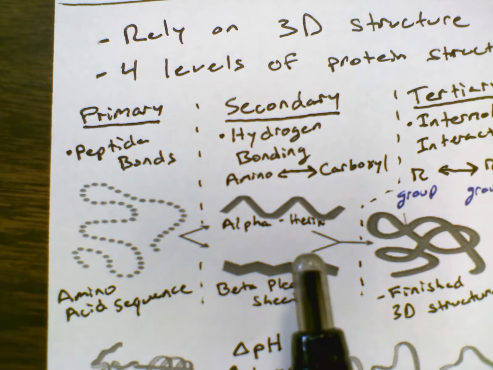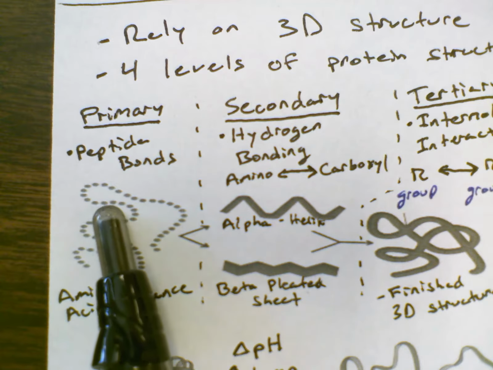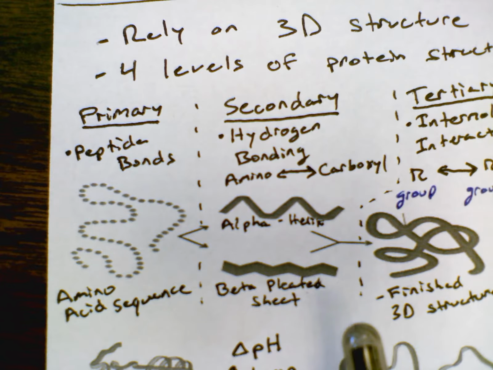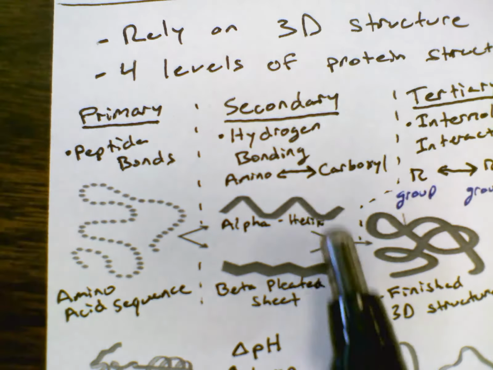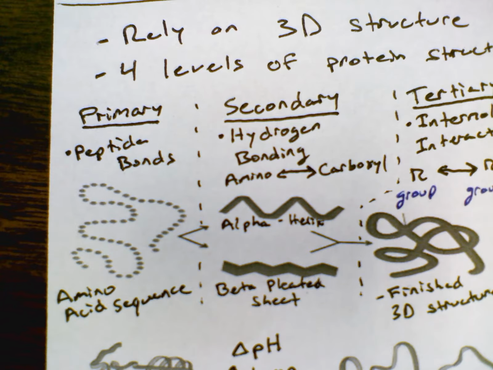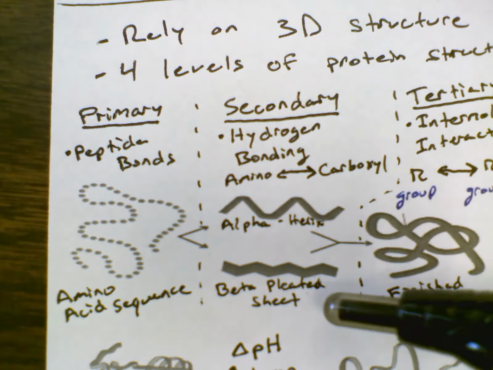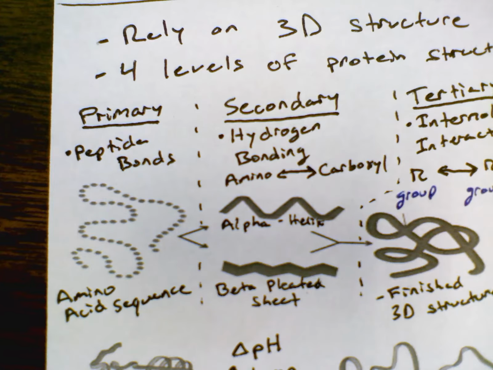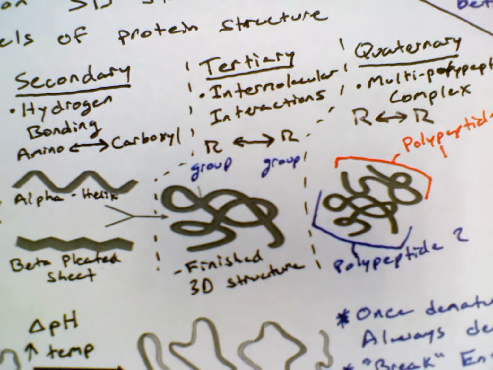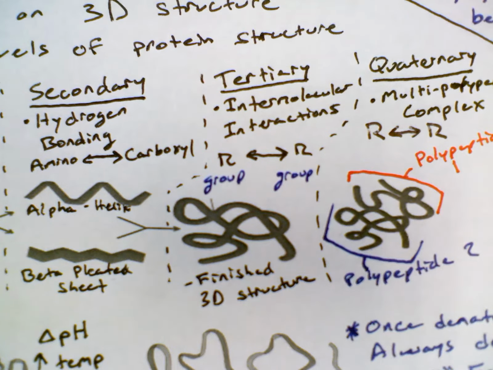Okay, so we're right here. So primary is the amino acid structure, the sequence. Secondary is the hydrogen bonding between the amino and carboxyl groups. That gets us either the alpha helix or the beta-pleated sheet. Did you guys get primary already? Okay. So I'll leave it right there then.